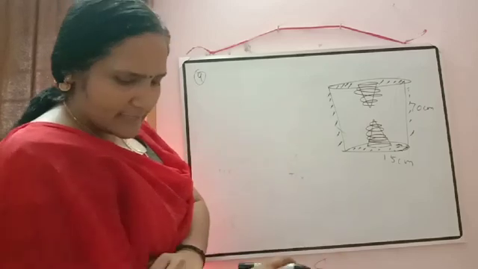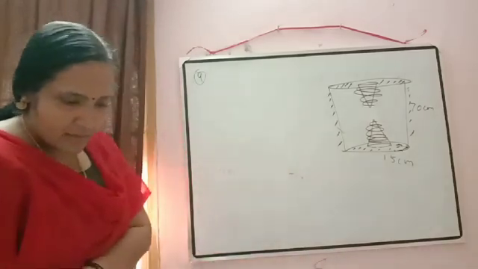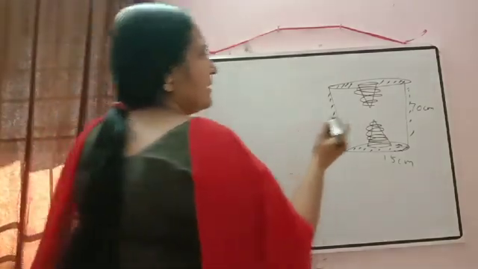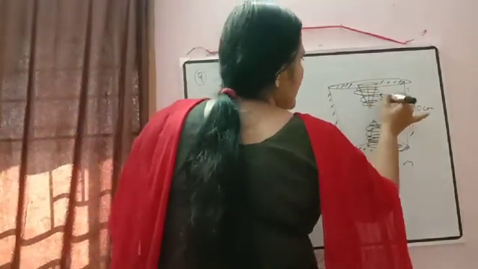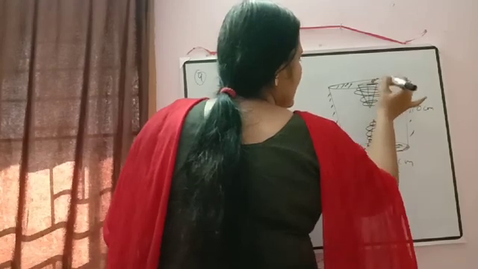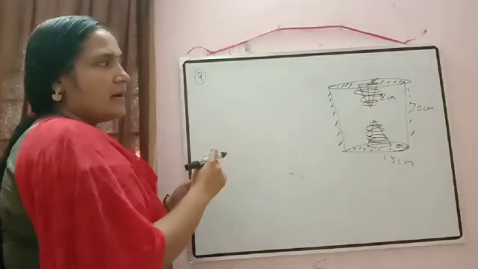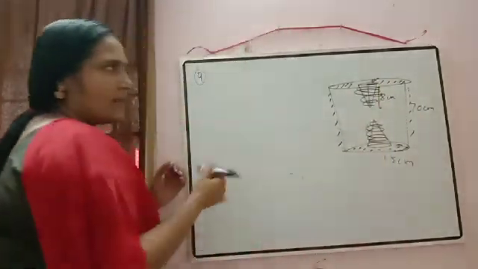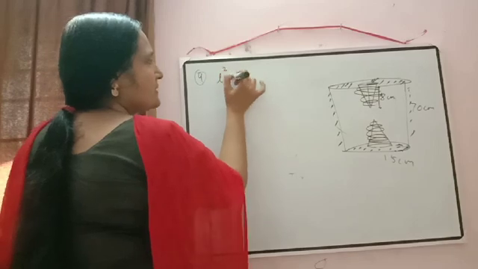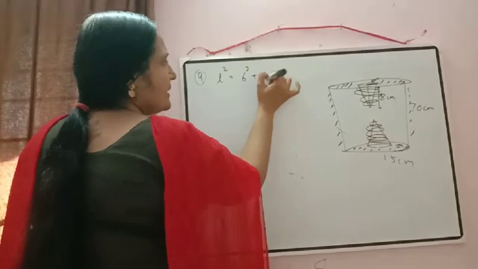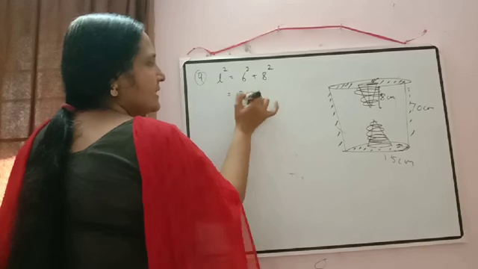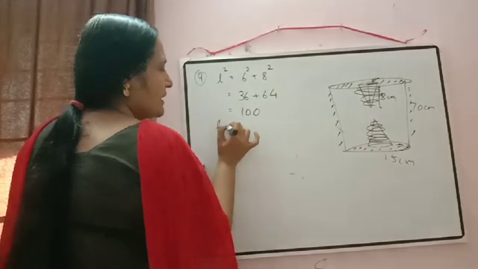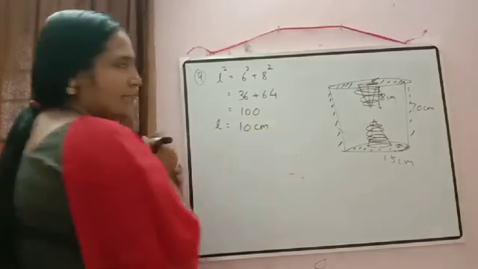Now to calculate, let us check whether we have all the things. For the cone, the radius is 6 centimeter and the height is 8 centimeter. This height is given, not the slant height. Slant height we will calculate. So L square is equal to 6 square plus 8 square. 6 square is 36 plus 64, that will be equal to 100. So slant height is equal to 10 centimeter.